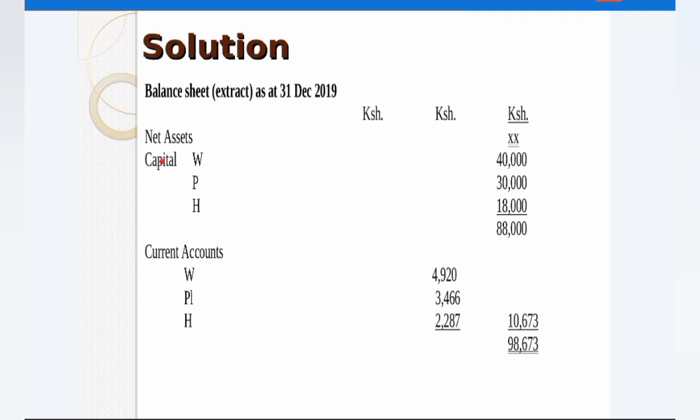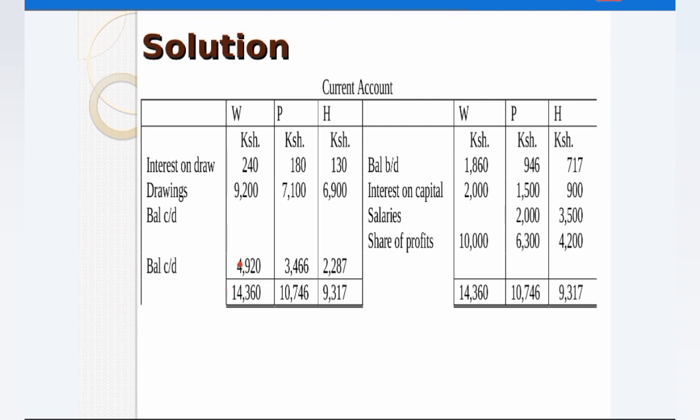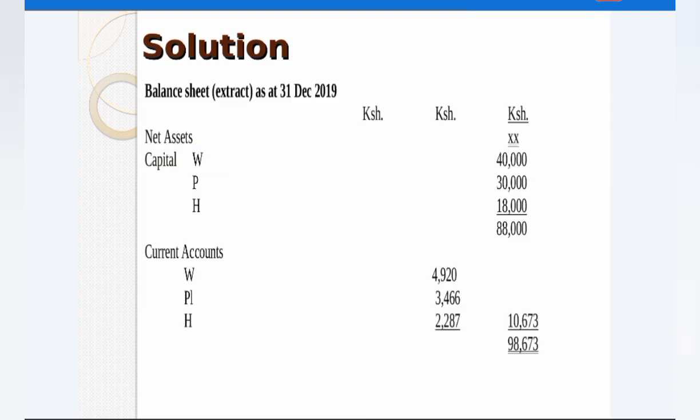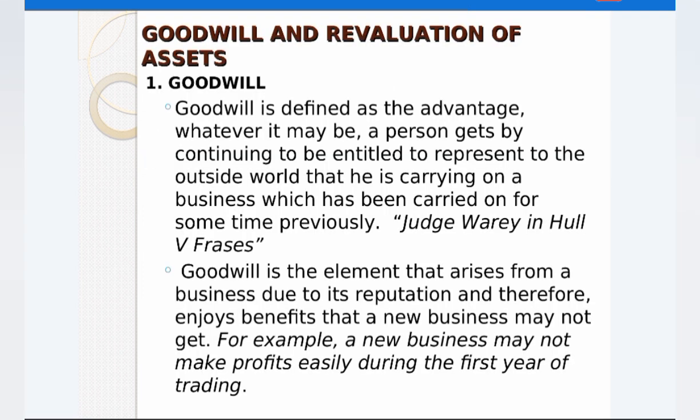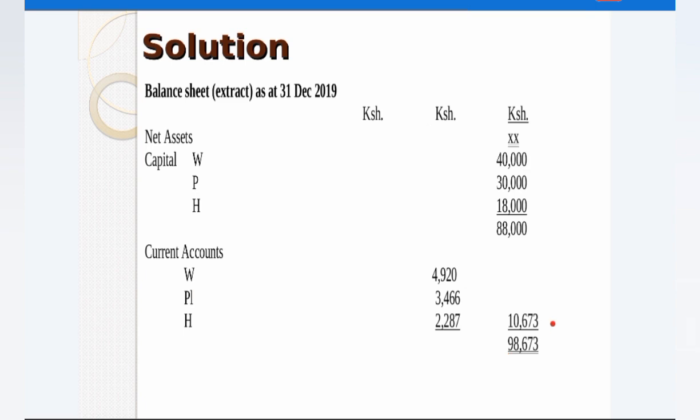None of those three are present. So the capitals remain the same: W 40,000, P 30,000, and H 18,000, totaling to 88,000. And the current accounts as computed, you can see from our current account as computed here, 49, 20, 36, 34, 66, and 22, 87. These are the ones that we will bring to our balance sheet here.